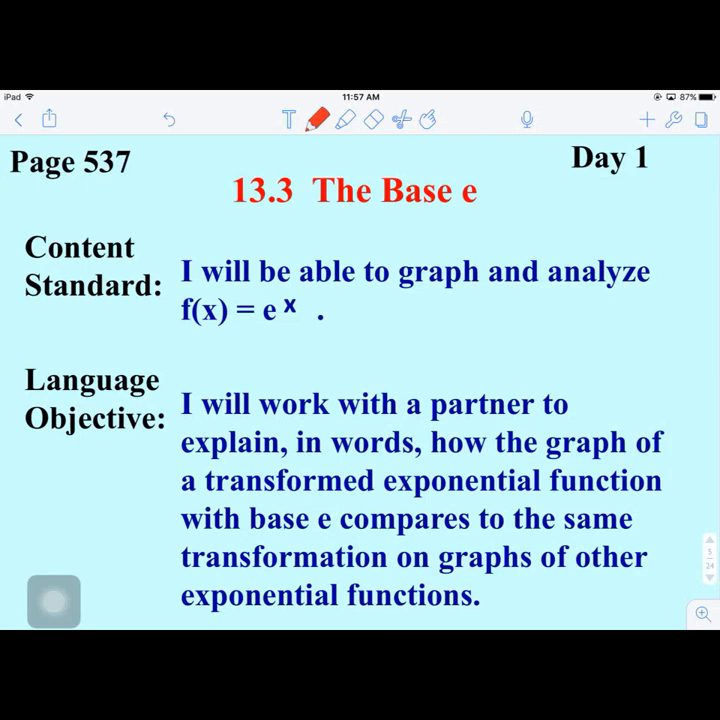Hi, today we are going to learn 13.3 day 1, the base e, and we will take a look at the function where the base for an exponential function is e. We have looked at functions where y is equal to 2 to the x, 10 to the x. We even looked at 1/2 to the x. These are all exponential functions, growth or decay. But now we're going to take a look at when the base is actually e.